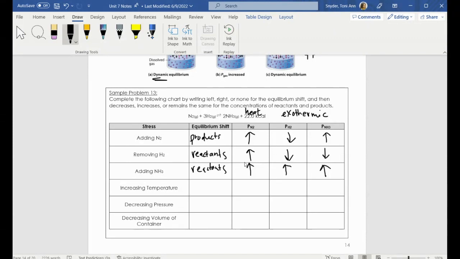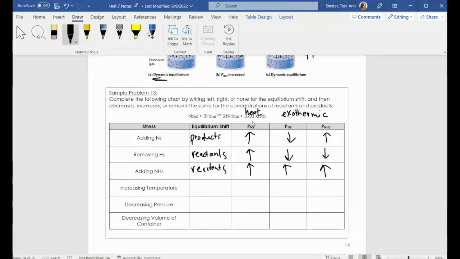Let's take a look at temperature. So temperature is a form of heat, right? And I like to think of this, especially because we didn't talk too much about thermodynamics yet, I like to think of this heat as an actual reactant or product, because technically it is. If I have nitrogen and hydrogen that's in equilibrium with ammonia, but I'm also producing heat in this case.